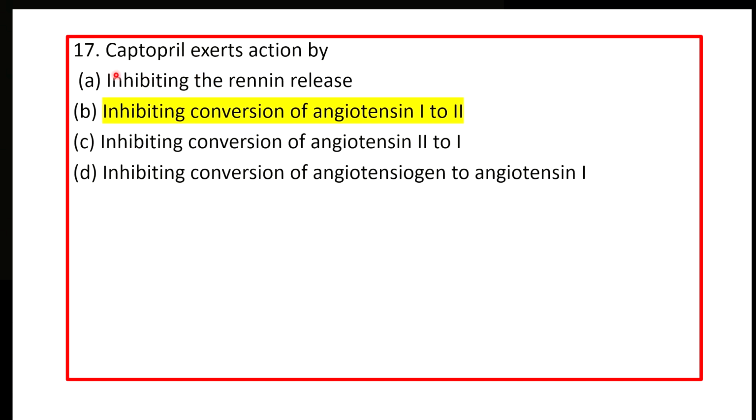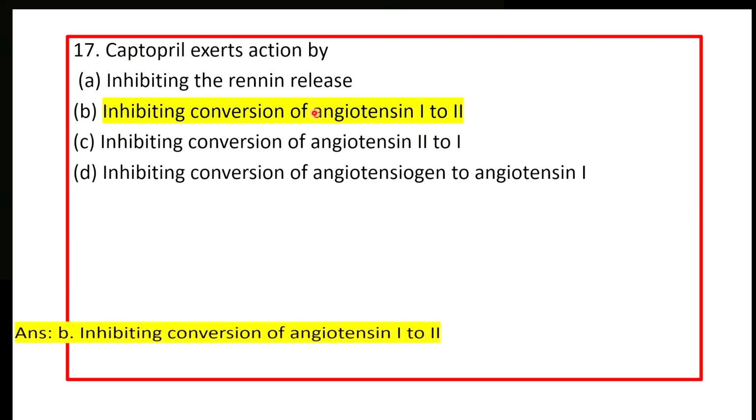Question number 17. Oh, already I have highlighted. Captopril exerts action by inhibiting conversion of angiotensin 1 to 2. So you know that cycle, these are the ACE inhibitors category, captopril, and it inhibits the conversion of angiotensin 1 to 2. The correct answer is B.